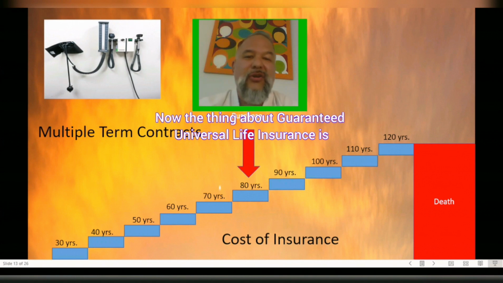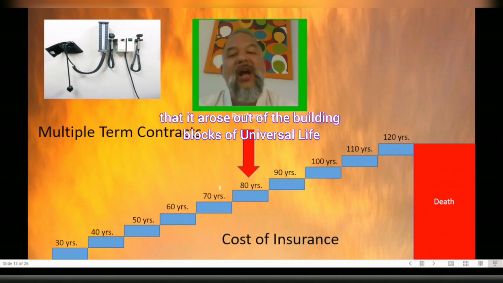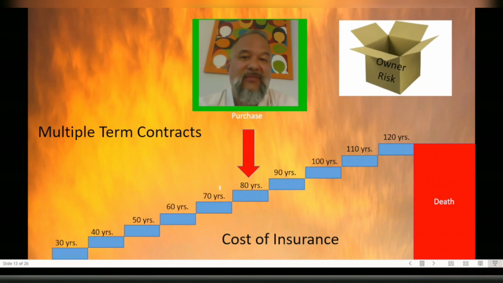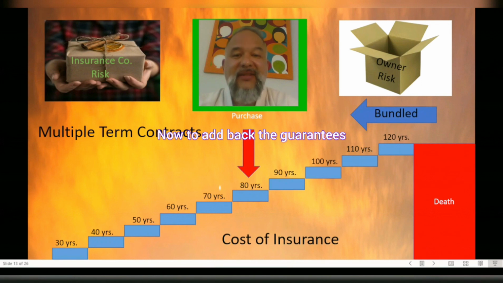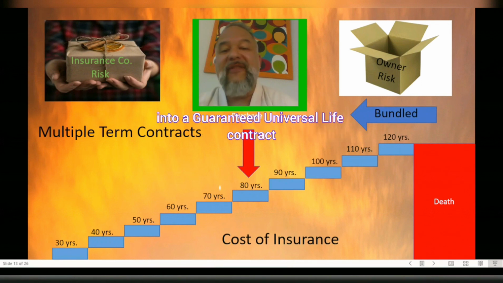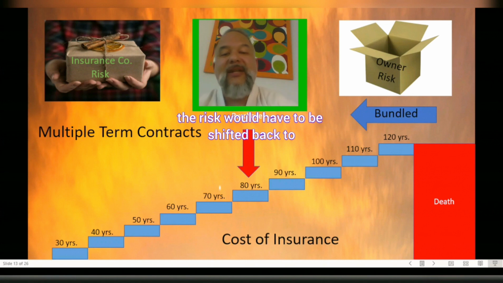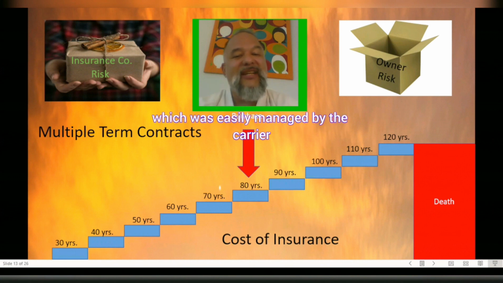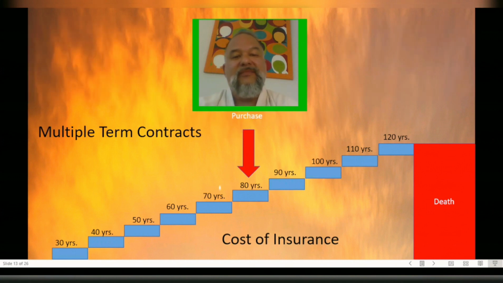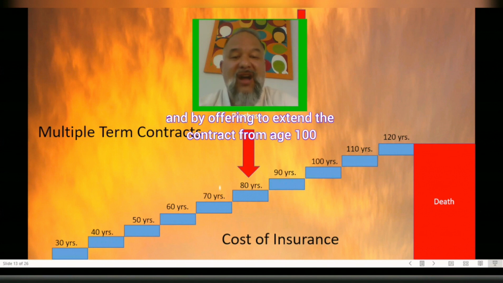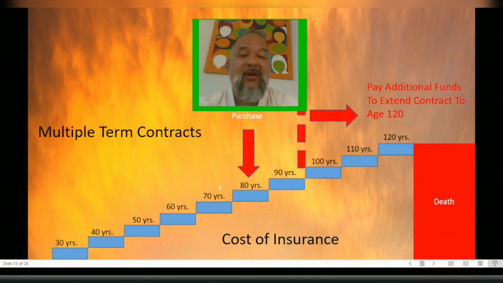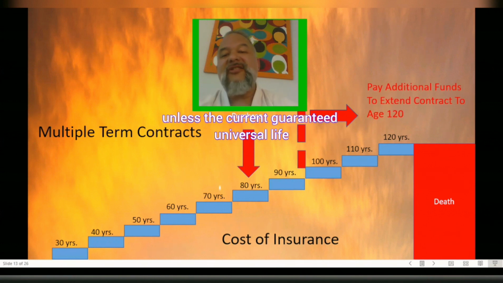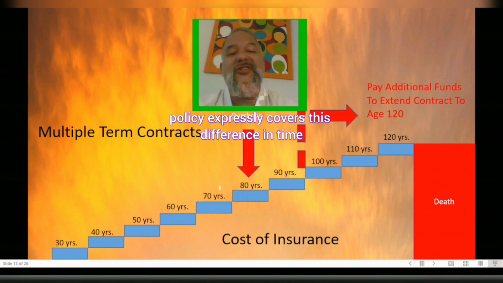Now, the thing about guaranteed universal life insurance is that it arose out of the building blocks of universal life, which, if you recall, put the risk in the owner's hands. Now, to add back the guarantees into a guaranteed universal life contract, the risk would have to be shifted back to the insurance company. We did this by offering a low fixed rate to the side account, which was easily managed by the carrier, and by offering to extend the contract from age 100 to 120, which was totally up to the insured. Unless the current guaranteed universal life policy expressly covers this difference in time.